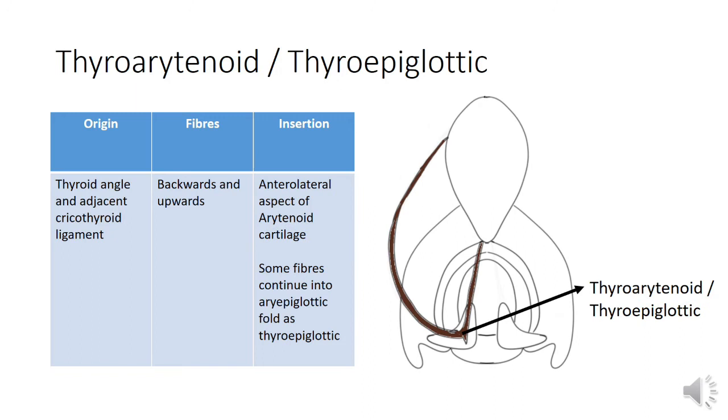Coming to thyroarytenoid, the thyroarytenoid takes its origin from the thyroid angle and adjacent part of cricothyroid ligament. It runs backwards and upwards and inserts into the anterolateral aspect of arytenoid cartilage. Some of the fibers of this thyroarytenoid continue into the aryepiglottic fold, just like our aryepiglottic muscle, and these fibers are called thyroepiglottic and they run up to the epiglottis.